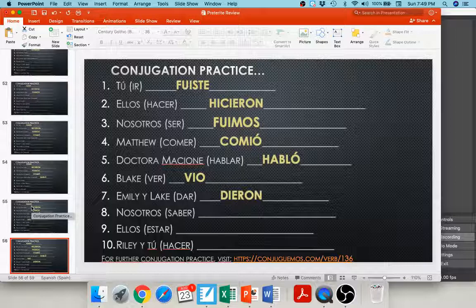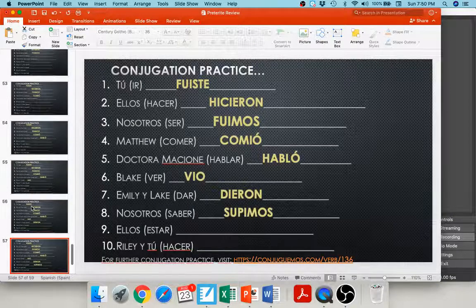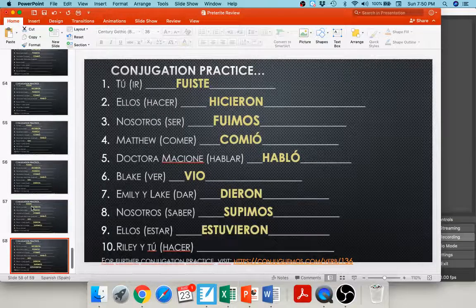Number 8, nosotros and saber. We know that saber is part of our U group. The stem changes to sup, and then the we form ending should be supimos. Supimos. Number 9, ellos and estar. To say that you all were, estar is part of our UV group. The yo form was estuve, the stem there being estuv. And in the ellos form, we would add back the ieron ending. You should end up with estuvieron.